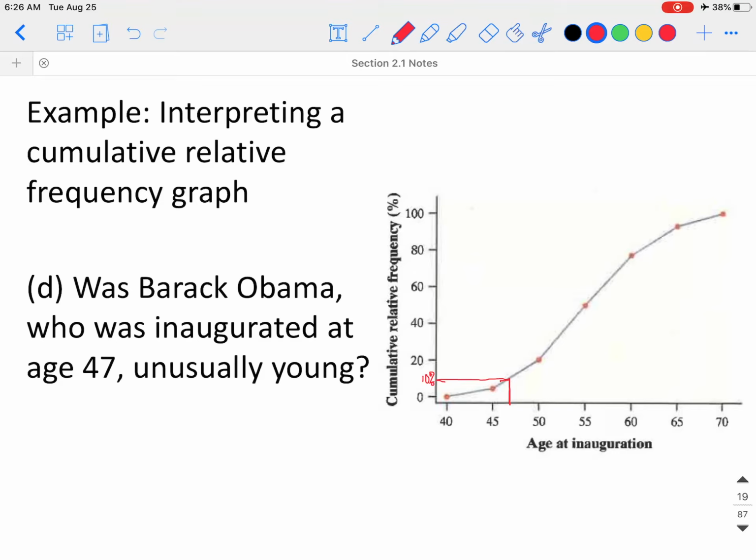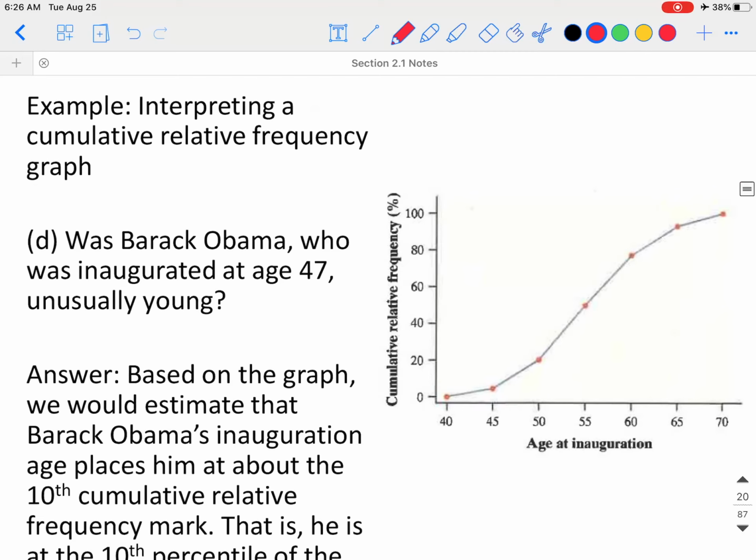So based on the graph, we estimate that Obama's inauguration age places him at about the 10th percentile, 10th cumulative relative frequency mark. So he was about the 10th percentile of the distribution. So it is not completely unusual, but he is one of the younger presidents who were inaugurated.